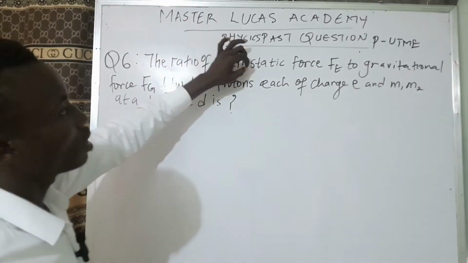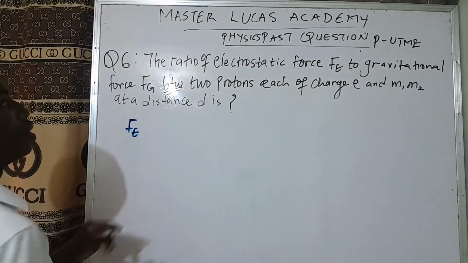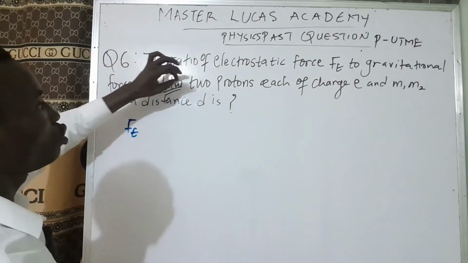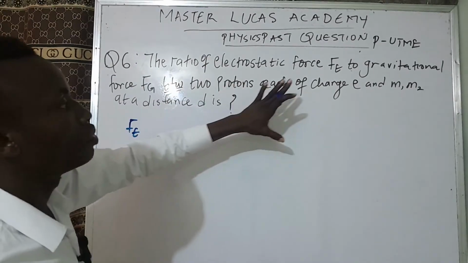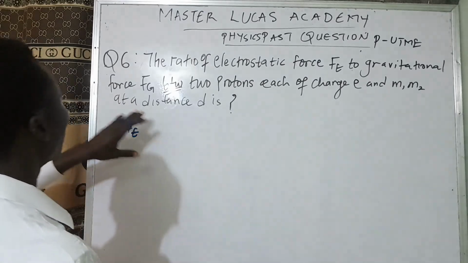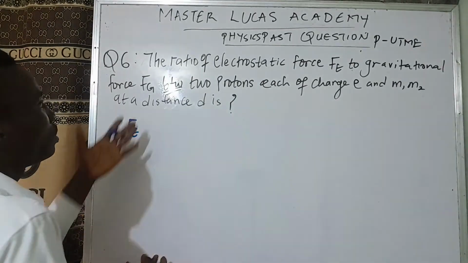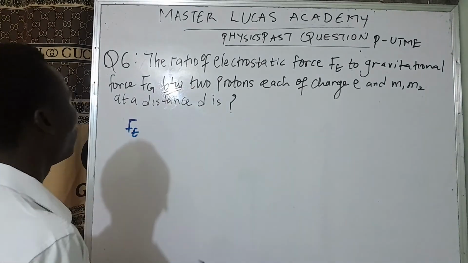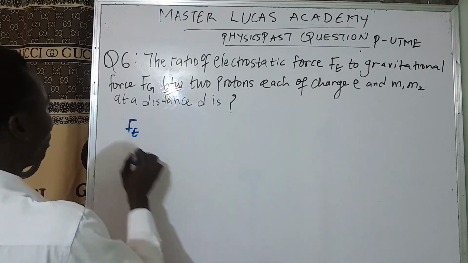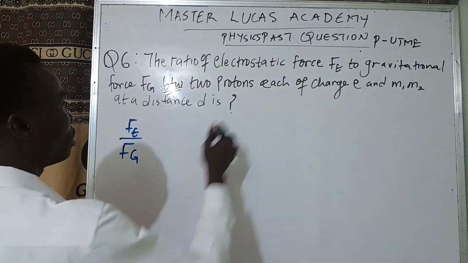The ratio of electrostatic force Fe to gravitational force Fg between two protons, each of charge e and masses m1 and m2, at a distance d is... So you are asked to look for the ratio, and when we are expressing a ratio, we express it in the form of something like 1 over something or 3 over something. So Fe over Fg, this is what the question is talking about.